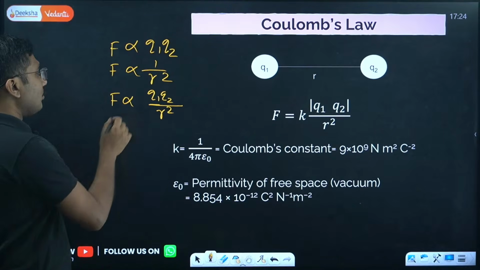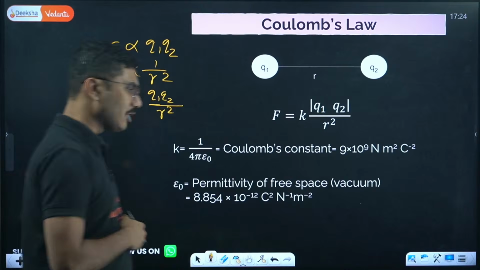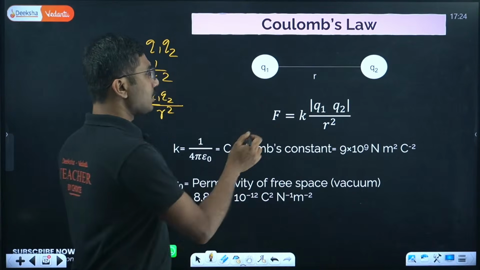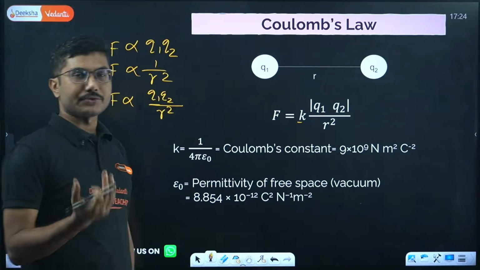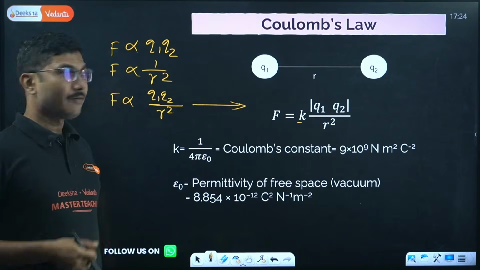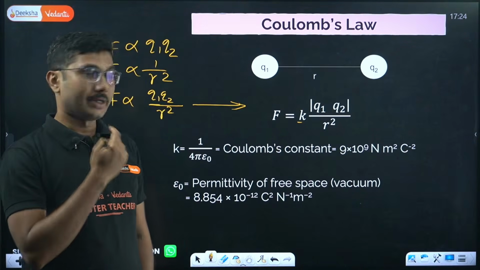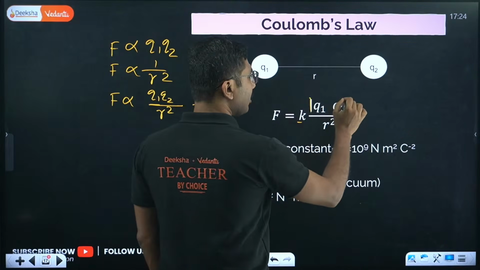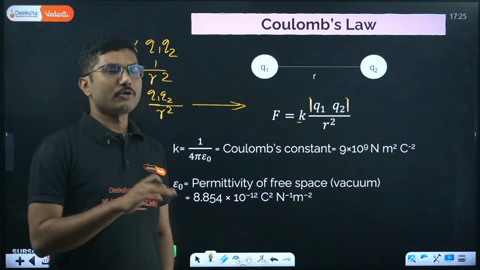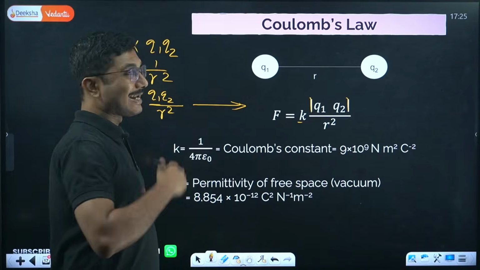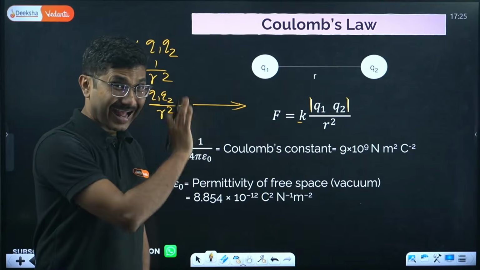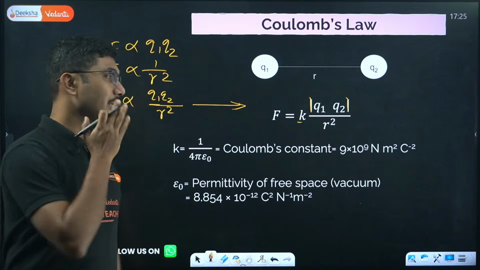Now if you want to remove this proportionality sign, you have to add a constant, the constant of proportionality. That proportionality constant here is called Coulomb's constant. So if you remove the proportionality sign, you get the formula F equals k Q1 Q2 by r square. Here we have added a modulus sign because we are only finding the magnitude of the force, not positive or negative. Negative force means opposite direction. So direction we are not interested in as of now. We will come to the direction a while later.